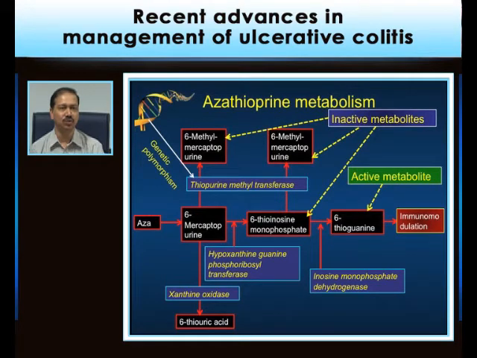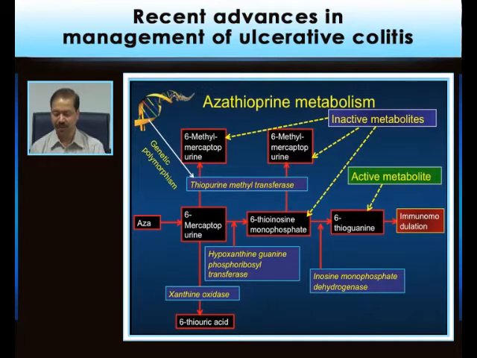Thiopurine methyltransferase helps in conversion of 6-mercaptopurine and 6-thioinosine monophosphate to 6-methyl-mercaptopurine, which are inactive metabolites. So therefore, if somebody has a polymorphism of TPMT which leads to excess activity, more inactive metabolite will form and the drug will be less effective but less toxic. On the other hand, if somebody has a TPMT polymorphism which is associated with a reduced activity, they will have more efficacy of the drug but also more toxicity.